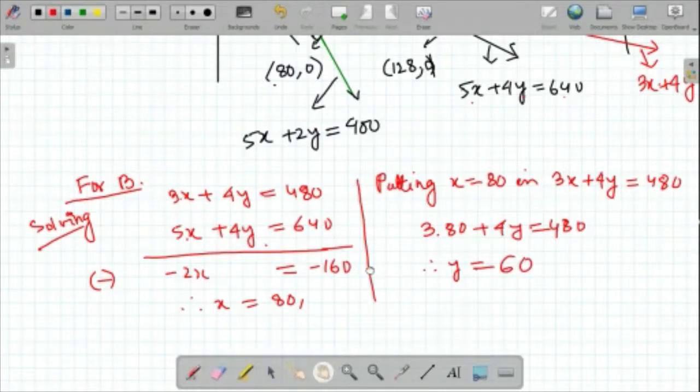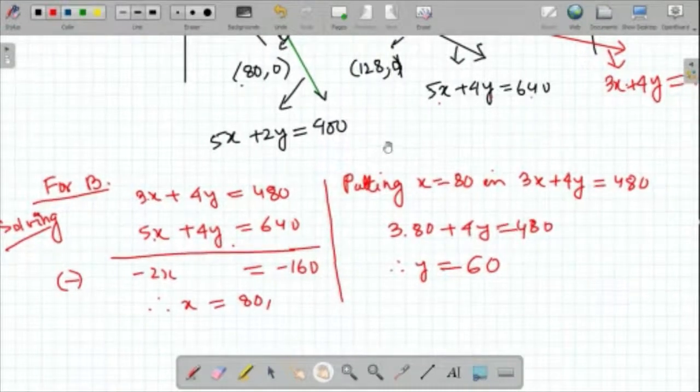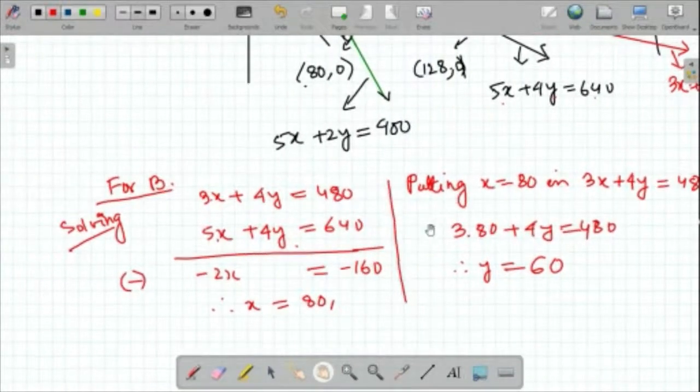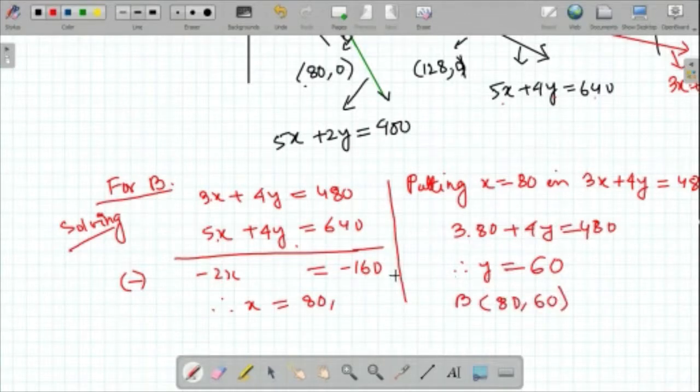So therefore here, what is the coordinate of B then? B is how much? X coordinate 80, y coordinate 60. Right? Up to this is okay? Okay? All right.